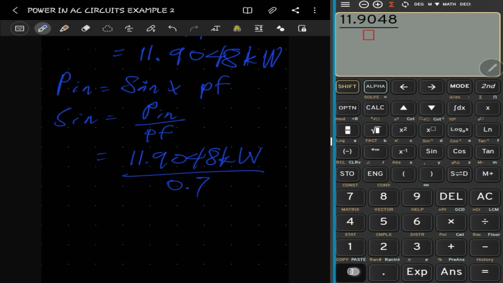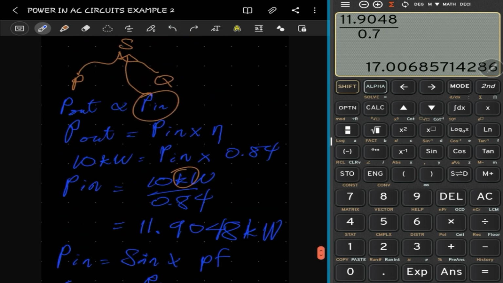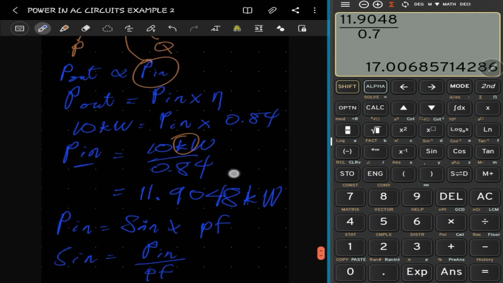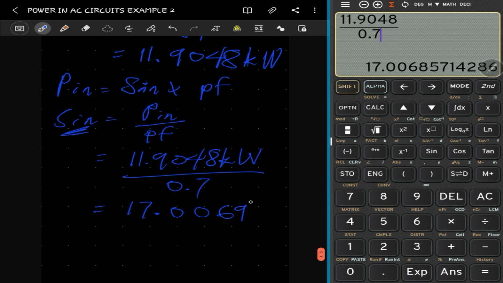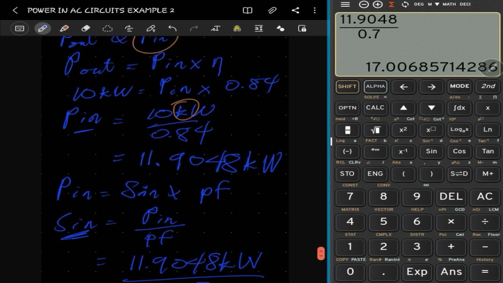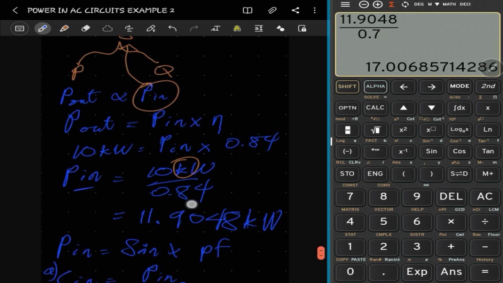11.9048 on 0.7, and that gives us the power input of 17.0069 kilo... wait, let's be careful of the unit, right? So this is power in, that's kilowatt. This is power, but this is apparent power, so that'll be kilo VA, volt amperes. Yeah, so that's what we have. So there's the first part solved. That's A.